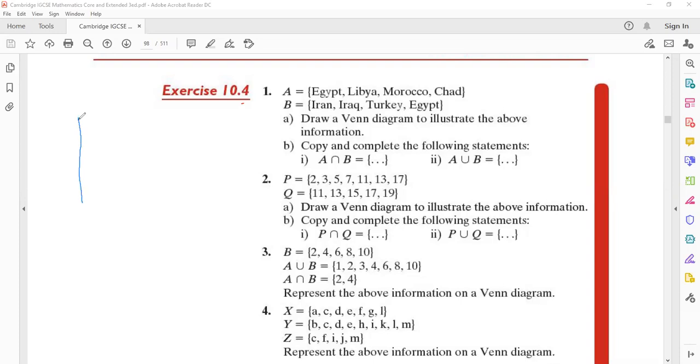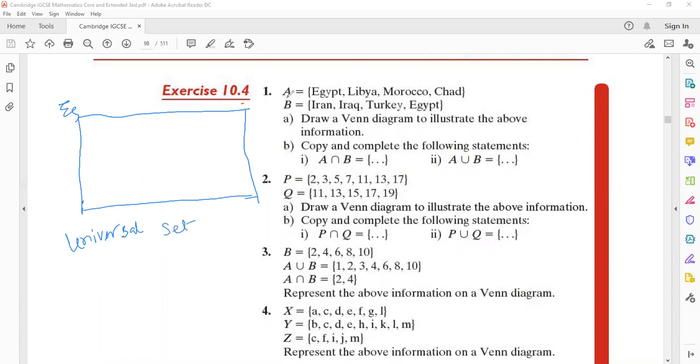Suppose I take the first question. It has given some names of countries. Draw a Venn diagram to illustrate the above information. First, when you are drawing, you have to draw this psi. Psi is your universal set. Remember, this one has to be there as a universal set.